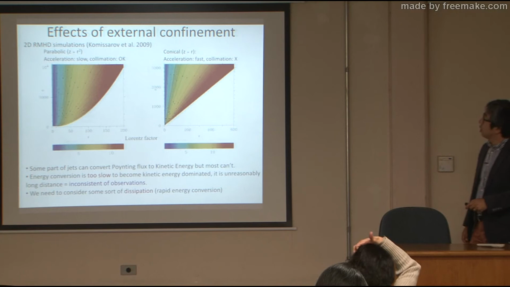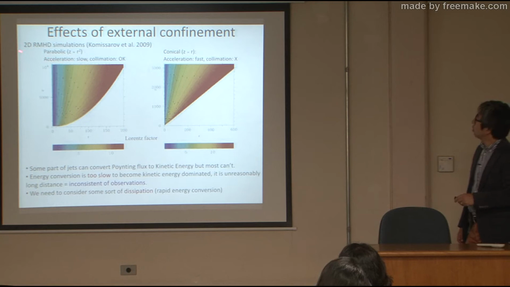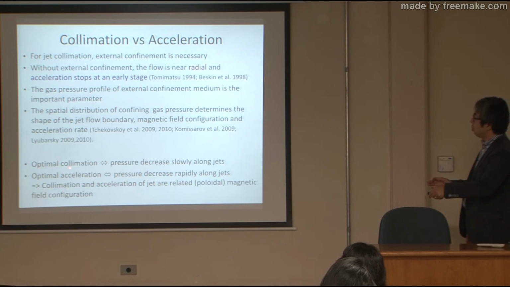This is Komissarov's 2D relativistic MHD simulation result for a parabolic structure or conical structure. The color shows the Lorentz factor. In the parabolic case, the acceleration becomes slow, but the collimation is okay. But if we consider the conical case, the acceleration is very fast, but the collimation is not so good. So this is completely opposite. Optimal collimation slows the jet down, but getting high acceleration needs the pressure to decrease more rapidly.